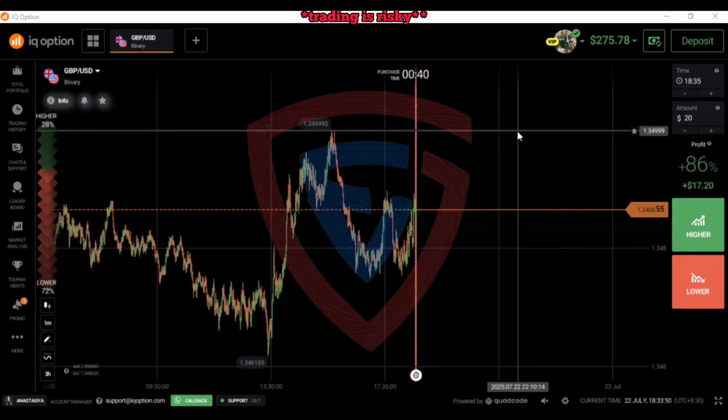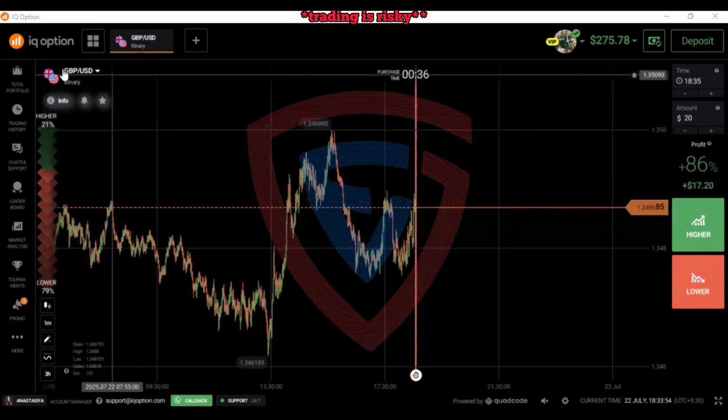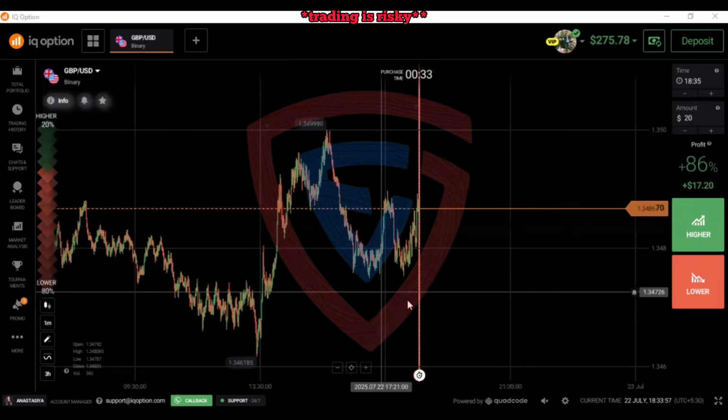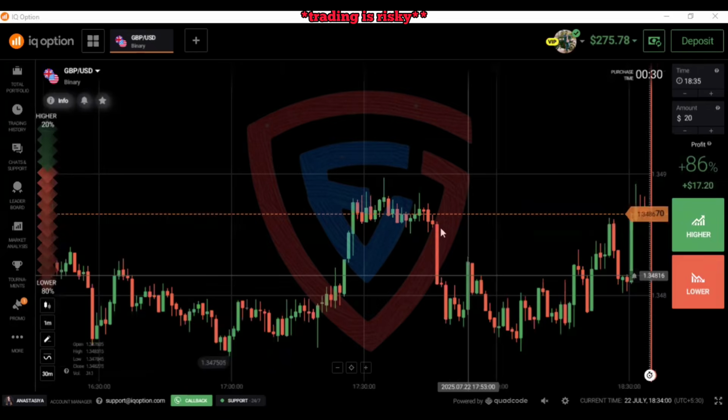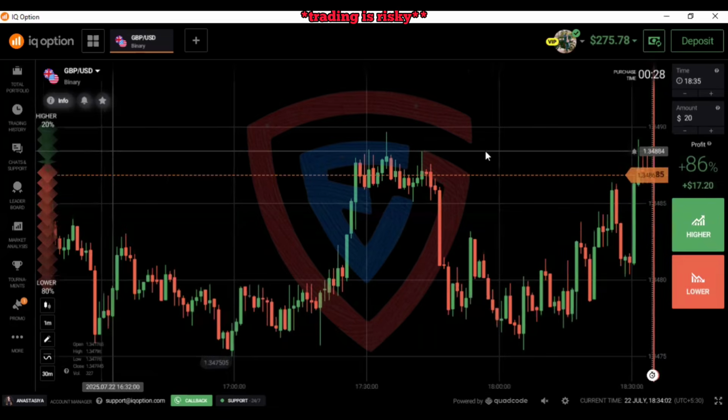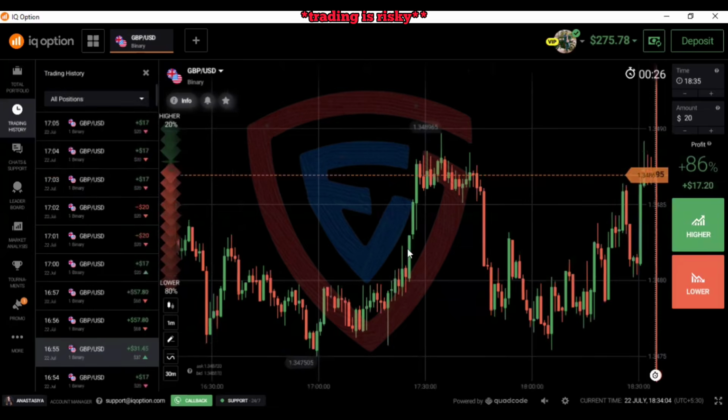Today I am going to show you how to take trades with candlestick analysis. Let's start now. This is GBP based pair. The trend is in uptrend. Okay. So here I took some trades. I will explain these trades.